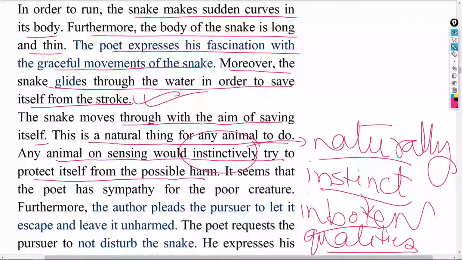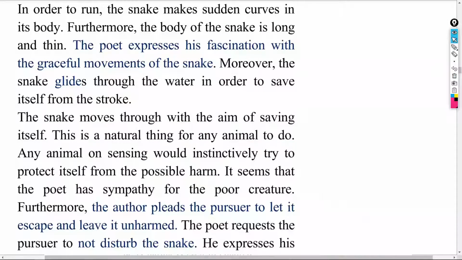If it senses any danger, then the natural tendency will be instinctively to save itself from the attack or the harm. It seems that the poet has a sympathy for the poor creature. Now see, what is the kind of the feeling that is expressed? The poet actually feels for the creature. It has pity, sympathy, empathy for the poor creature, that is the snake.